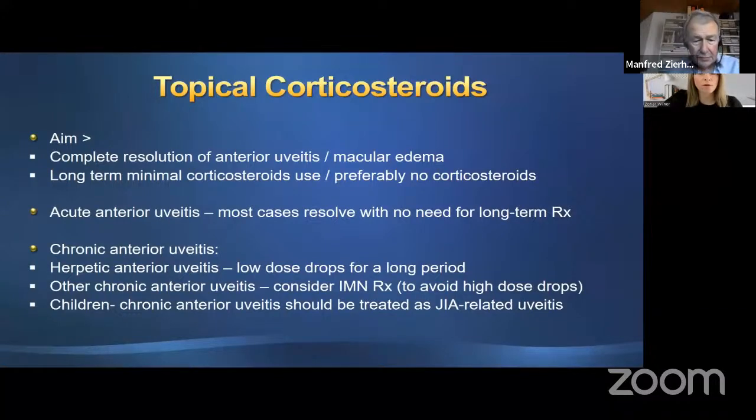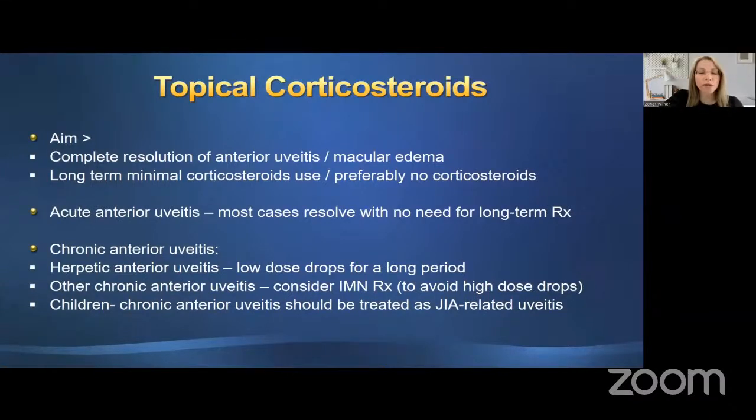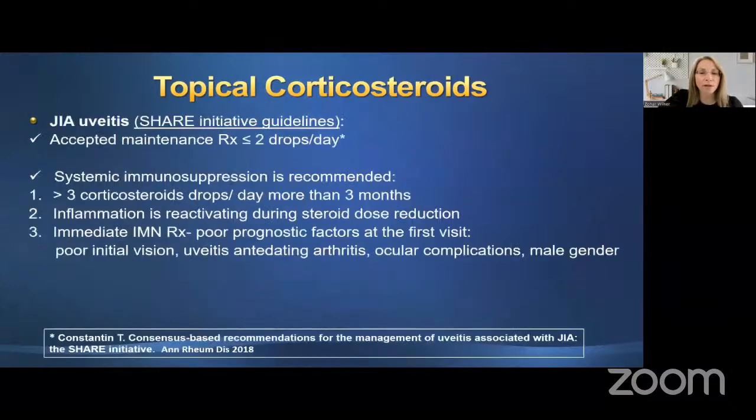In cases of acute anterior uveitis, most of the cases will resolve nicely with no need for long treatment. However, chronic anterior uveitis is another story. In cases of HLA-B27 anterior uveitis, I ask my patients to use low-dose drops for a long time. Other chronic anterior uveitis should consider immunosuppressive treatment if there is a need for high-dose treatments. And in children, chronic anterior uveitis should always be treated as JIA-related uveitis.